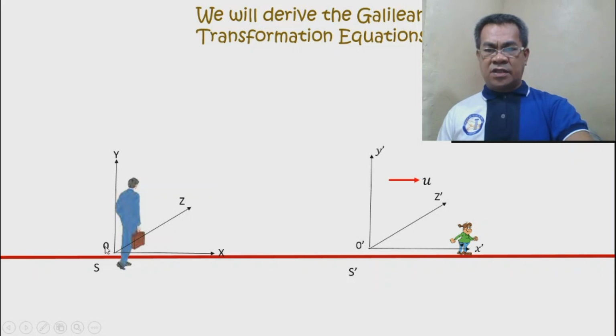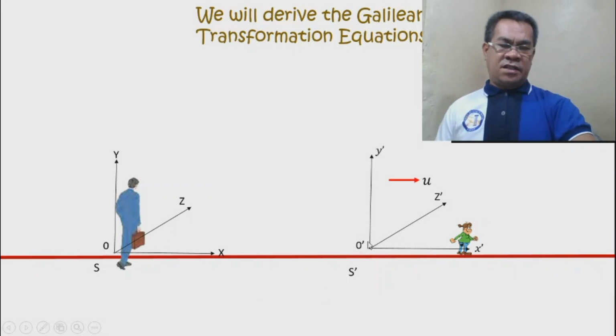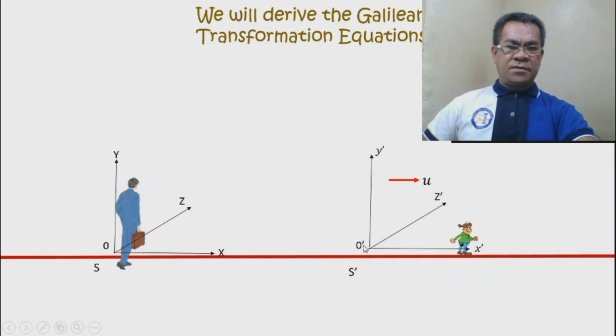And this is the origin, O. In the S prime, the moving inertial frame, we have the X prime axis, the Y prime axis, and the Z prime axis. And the origin is O prime. This is the moving frame at constant velocity. And this is the particle in the moving car.